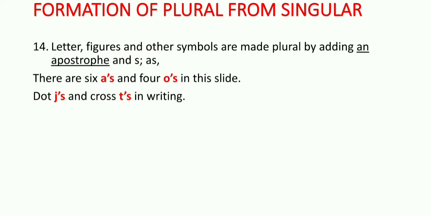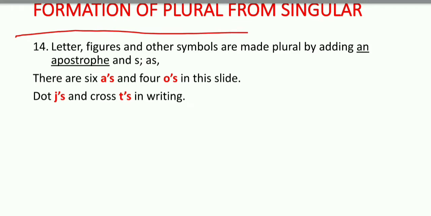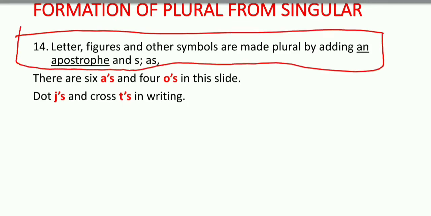There are 6 A's and 4 O's in this slide, and definitely if you count A's and O's in the statement number 14, you will find 6 A's and 4 O's. So here O's is not used as possessive case or genitive case, it is used as plural. And: dot your J's and cross your T's in writing.